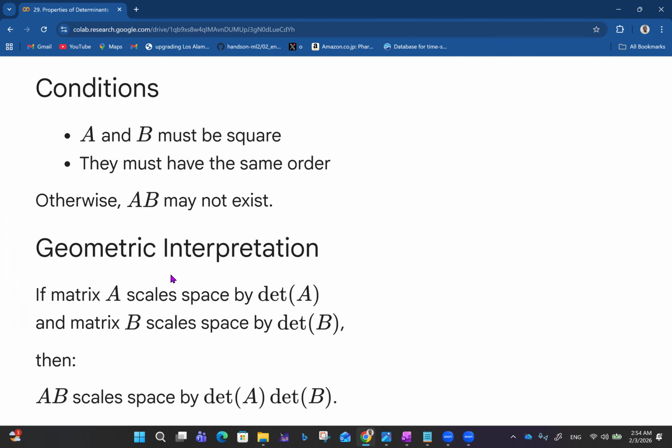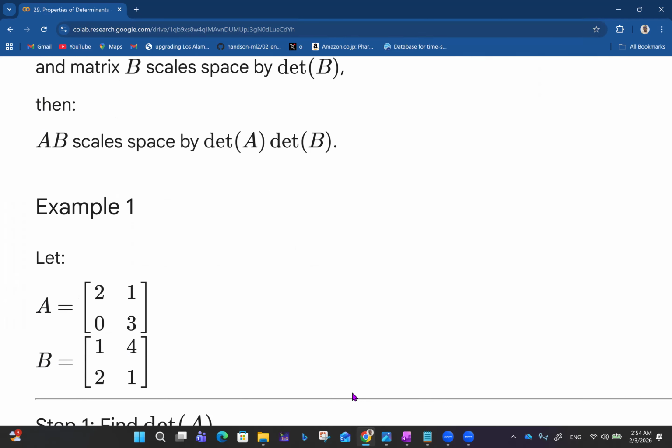And the geometric interpretation is that if matrix A scales space by determinant A and matrix B scales space by determinant B, then A and B together scale space by determinant A times determinant B, because we already saw the geometric meaning that determinant is all about scaling space, either compressing or expanding it.